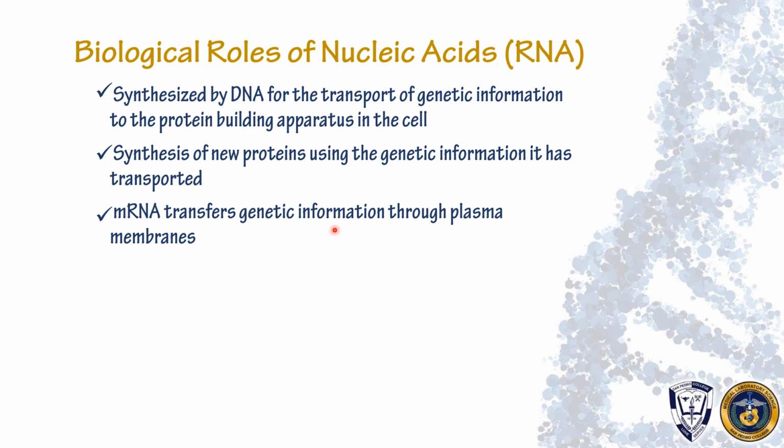On the other hand, your RNA is synthesized by DNA for the transport of genetic information to the protein building apparatus in the cell. It is also responsible for the synthesis of new proteins using the genetic information it has transported. And the mRNA, or messenger RNA, transfers genetic information through the plasma membrane. As we move forward in the succeeding slides, we will also know the functions of the different types of RNAs present in our body.